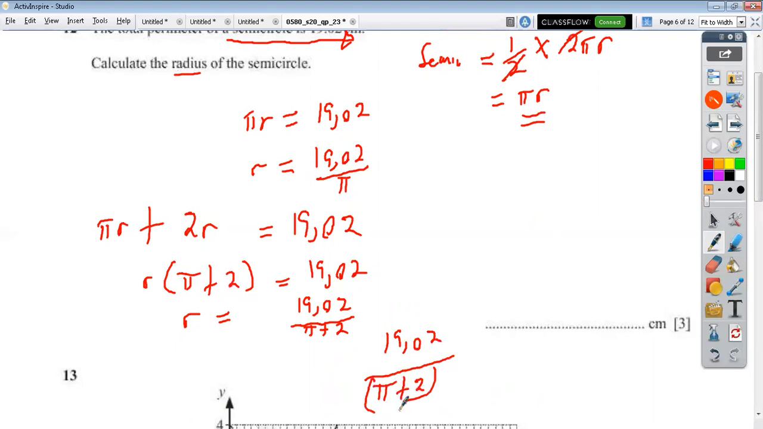What do you get, Hamlet? 8.05. What's your answer? 8.05. I don't think you're doing the correct thing. Pi plus 2, 19.02. Can you guys find it? Divided by brackets, pi plus 2. Unless you add those brackets, you see 3.67. Where did you make it? Yeah. I think put on brackets. Sir.